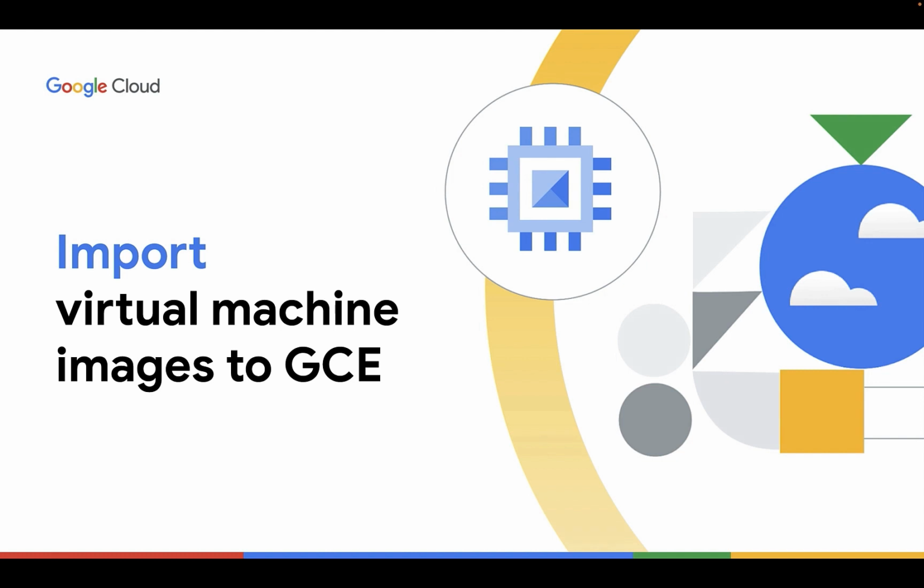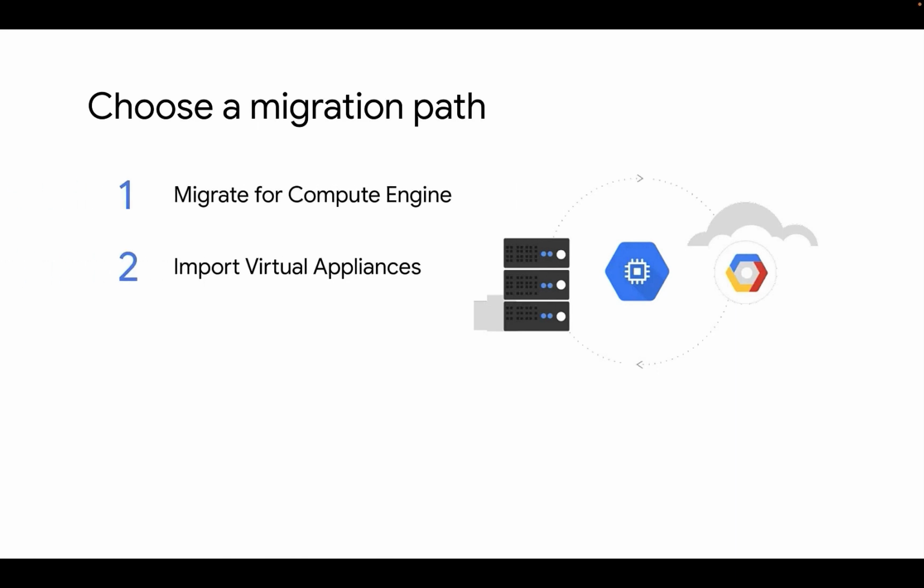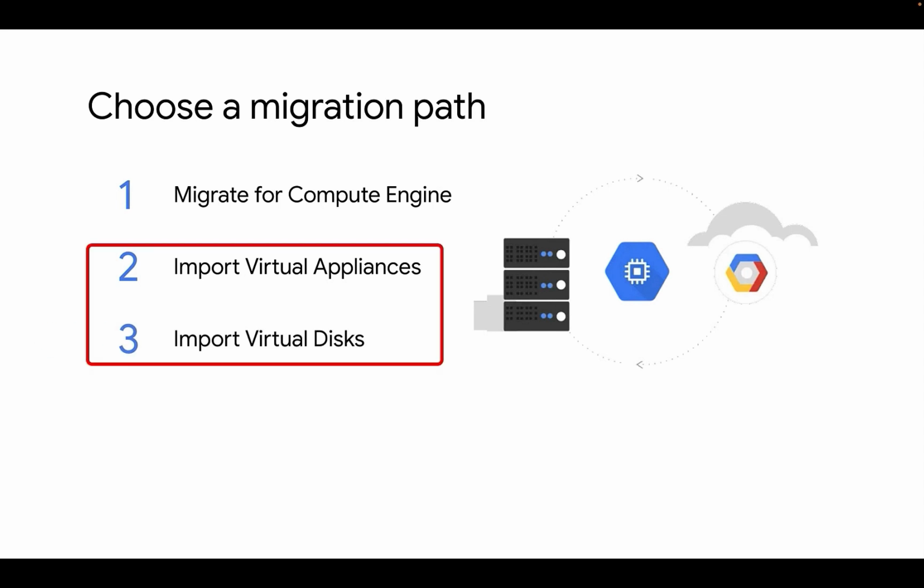Google Cloud enables you to migrate virtual machine instances, custom images, or disks from on-premise environments or other cloud providers to Compute Engine. There are several ways you can migrate workloads to Compute Engine, including Migrate for Compute Engine, importing virtual appliances, or importing virtual disks. In this video, we will focus on how to import virtual appliances and virtual disks.